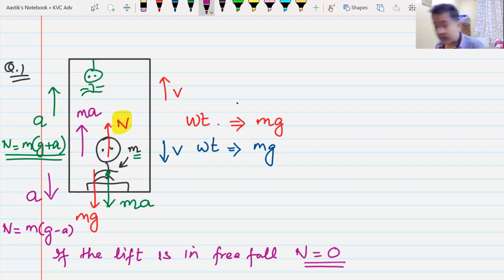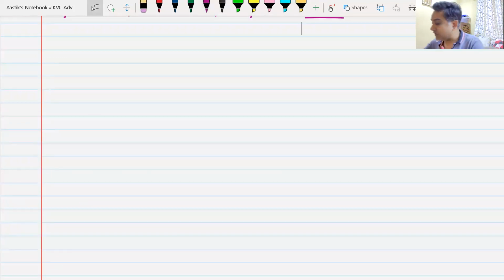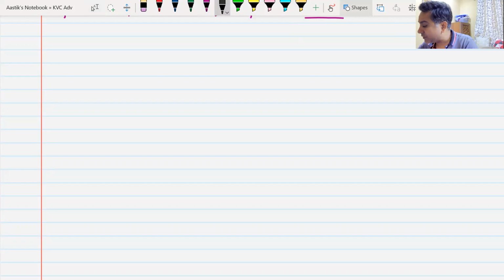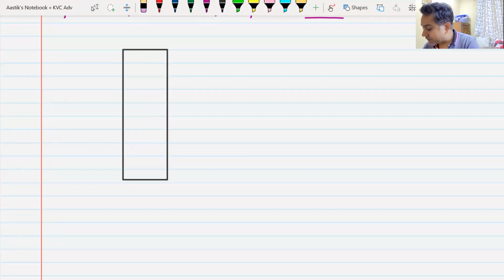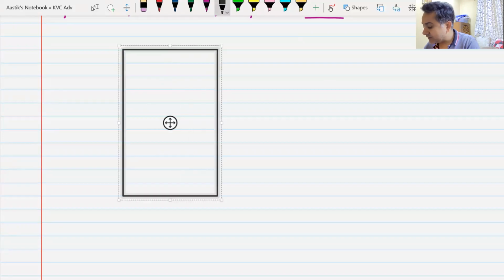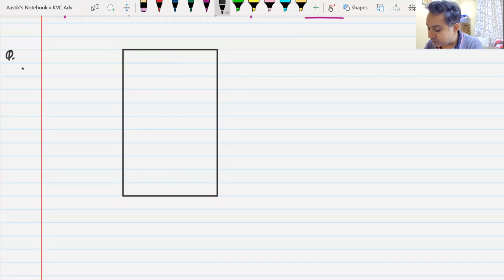Okay. So we have understood this. Now, if any question comes on this pattern, this is how you need to solve them. So let me now give you this question, and I hope you are able to solve it. Again, the question of a lift. So this is the lift that I've created. Question number 2. This lift, in this case, is moving up with an acceleration a.